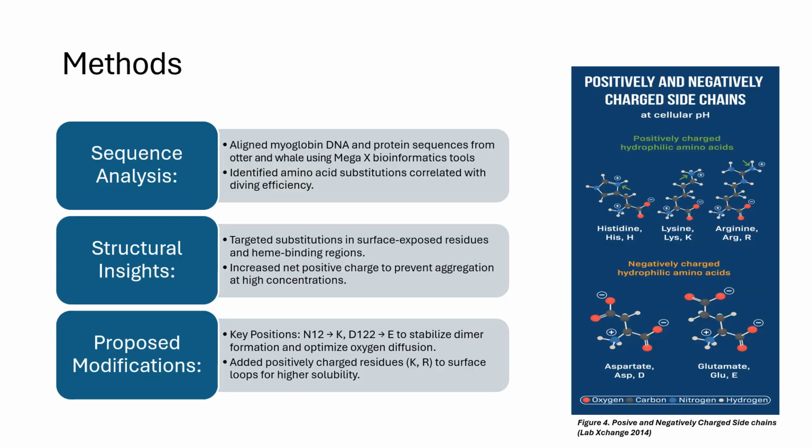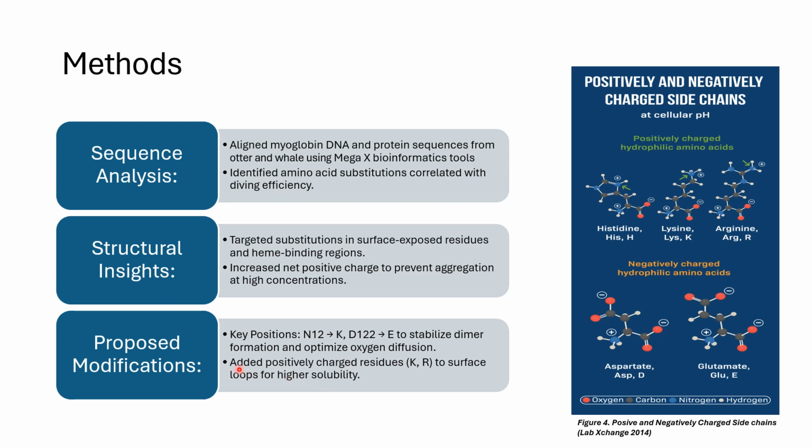For the methods behind this, for our sequence analysis, we compared the myoglobin gene structure from a whale and an otter using the MegaX bioinformatics tools, and we identified certain amino acids in the whale's genome that help them to dive for longer times, and how we could apply those to the otter's genome. So the structural insights provided by this, we could target those substitutions in surface exposed residues and the heme binding regions. That way we could increase oxygen affinity but also prevent aggregation. If we increase the net positive charge, that would prevent the aggregation. That way we could have higher concentrations of myoglobin.